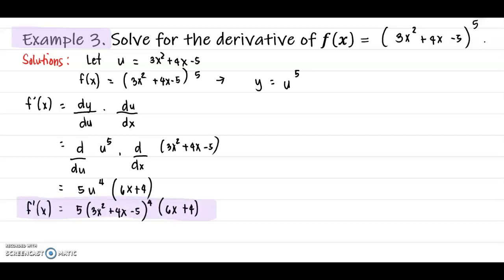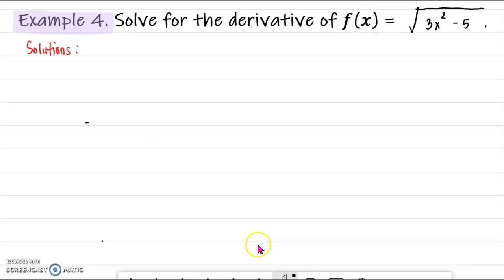So see, chain rule helps you save time in solving the derivative of complicated functions. Now let's have example 4. Solve for the derivative of f of x equals the square root of 3x squared minus 5. Notice that what we are given here is a radical function. So our first step will be, we will rewrite our radical function into a power function.